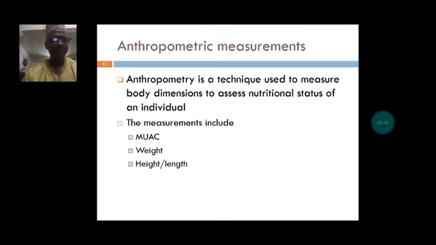Then what is anthropometric measurement? Anthropometric measurement is a technique used to measure body dimension to assess nutritional status of an individual. The measurement includes MUAC, that is mid-upper arm circumference measurement, taking weight, and assessing the patient through height or length taking.